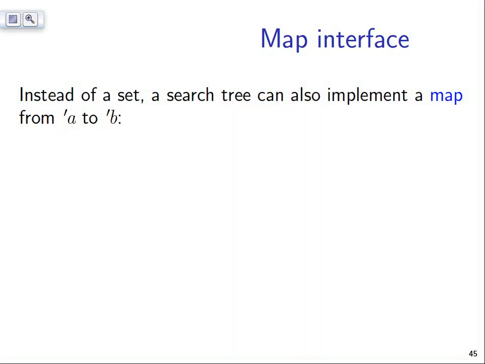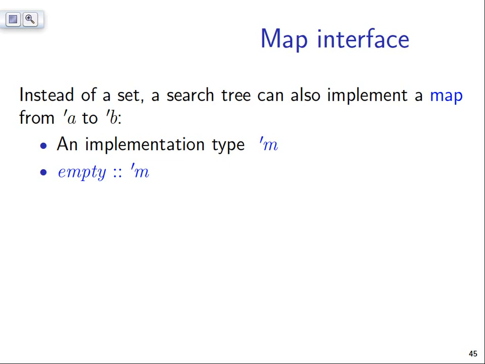Of course, you might also implement a map rather than a set. And if your type implements a map from type A to type B, then you would expect the following functions. Of course, you have an implementation type M. You would have an empty map. You would have an update function that takes an element A and B and a map and updates the map to map this element to this result.